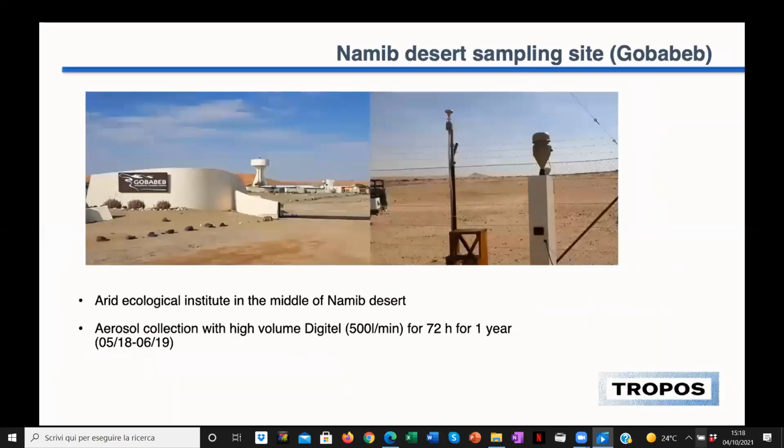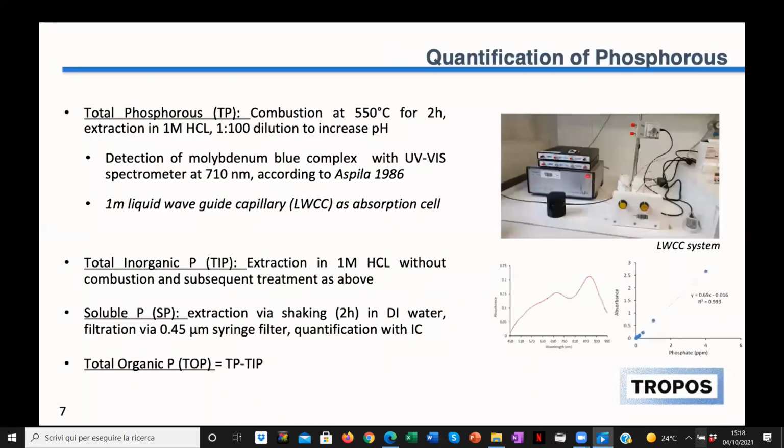So we moved to the middle of the Namib Desert, to the Gobabeb Research Institute, which is an ecological research center in the middle of the Namib Desert, where we collected aerosol particles using a high volume digital sampler on quartz filters. We typically collected them on a routine 72-hour sampling schedule for a period of 1 year. We quantified the phosphorus using different methods.